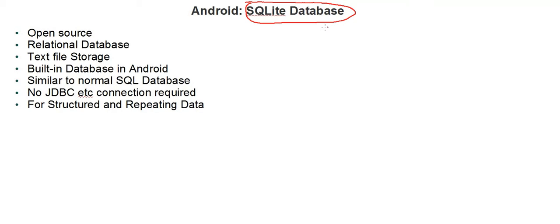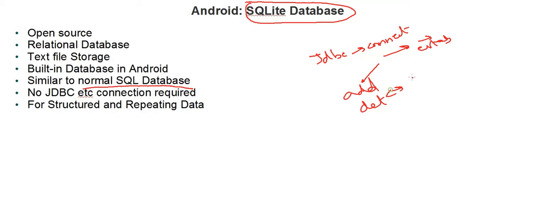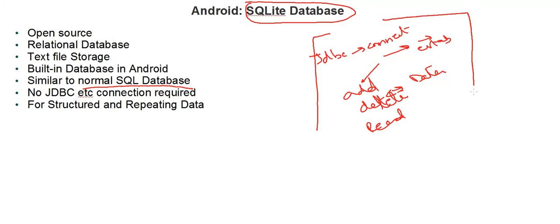An Android SQL database is actually very similar to a normal SQL database that we have used before, in which we make JDBC or ODBC connections. First of all, we connect to the database, and then when the connection is established, we retrieve, add, delete, or read data. This is just like a similar SQL database.